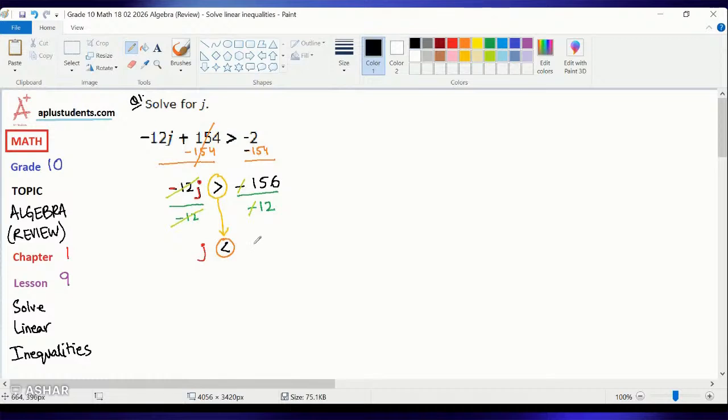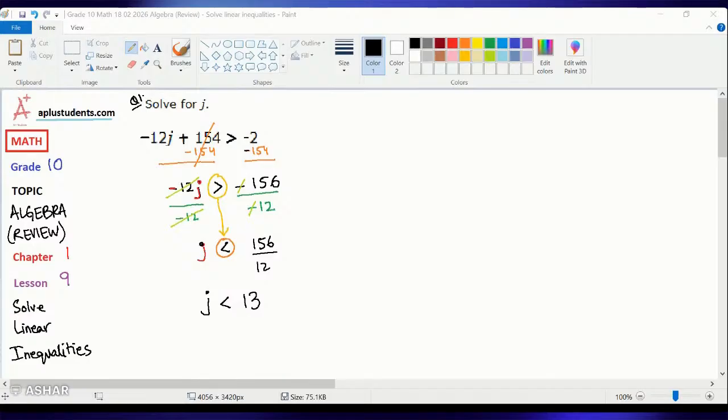A negative sign is cancelled with a negative sign. And 156 is to be divided by 12, so j is less than 156 divided by 12, which is 13. That means j would have any value which is less than 13. Okay.